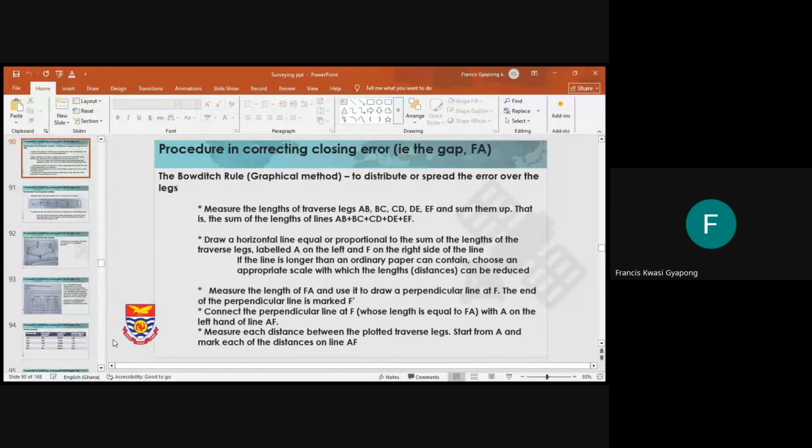Then you realize that from E, you should have ended at A. If you did the plotting very well, it didn't end there. It ended at a point different from A. So wherever it ended, label it A prime. I hope you know how to write a prime, A with an apostrophe or some comma at the top. A prime. So from E to A prime, what did you get?